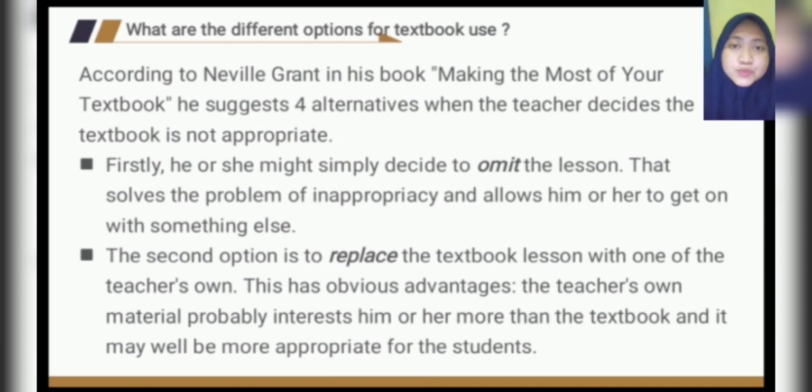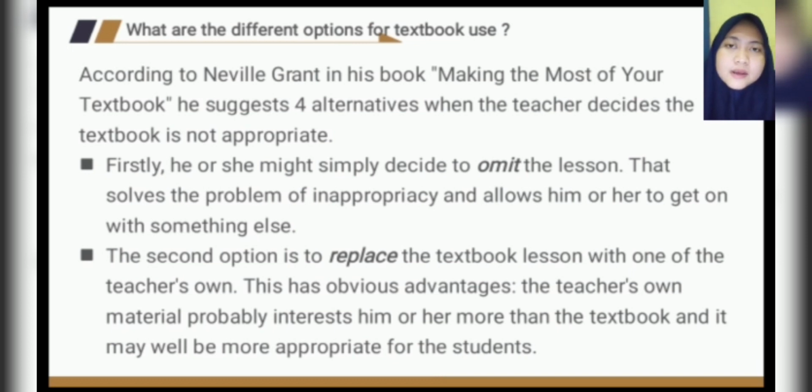According to Neville Grant in his book, Making the Most of Your Textbook, he suggests 4 alternatives when the teachers decide the textbook is not appropriate for the student. Firstly, he or she might simply decide to omit the lesson, which solves the problem of inappropriacy and allows him or her to get on with something else. The first alternative is a teacher can omit the lesson. It means that if the material is not appropriate for the student, the teacher can skip it and do something else.